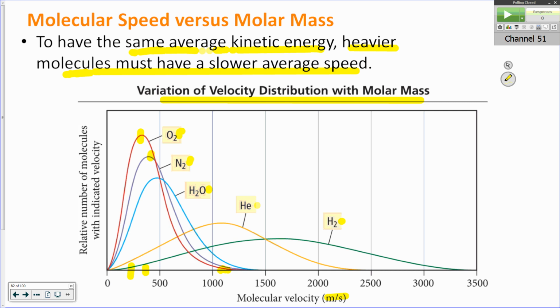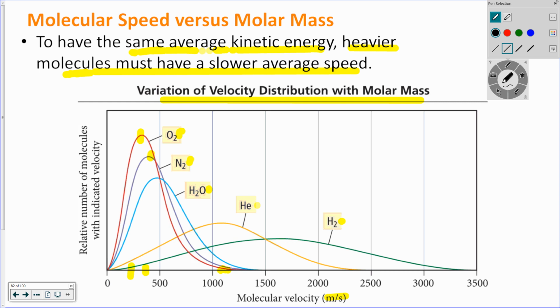Now if I start comparing these different gases, oxygen, nitrogen, water, helium, and hydrogen, what physical property relates to the order that you see them displayed in? Molar mass. The one that's the lightest is the one that's moving the fastest. So hydrogen gas, with a molar mass of approximately 2, has the fastest average speed.